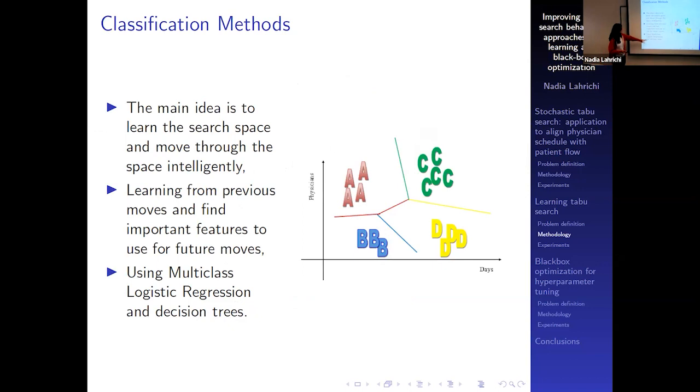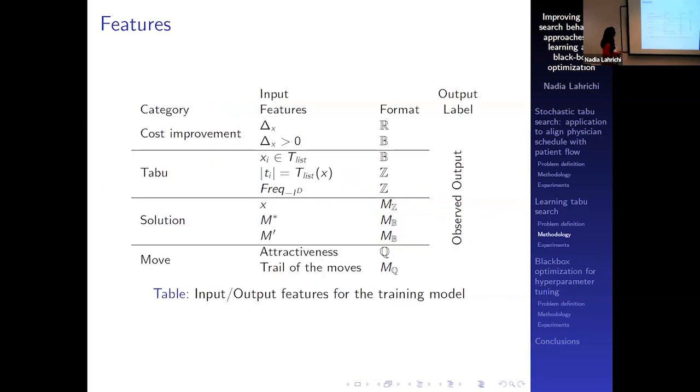So what we used: logistic regression, decision trees. That's what we used. And we compared to random, to show if we learned something.